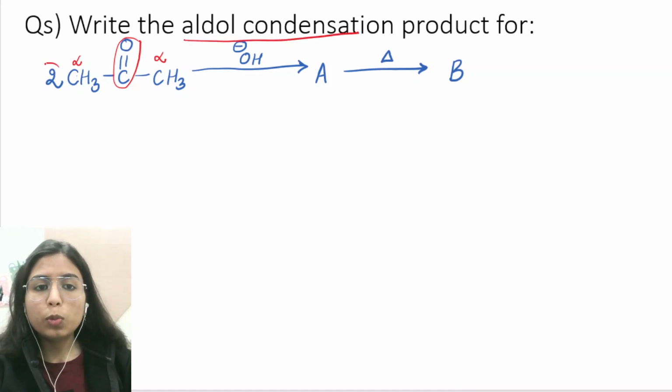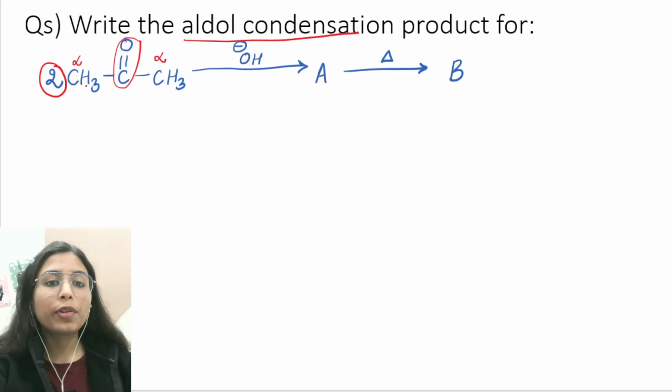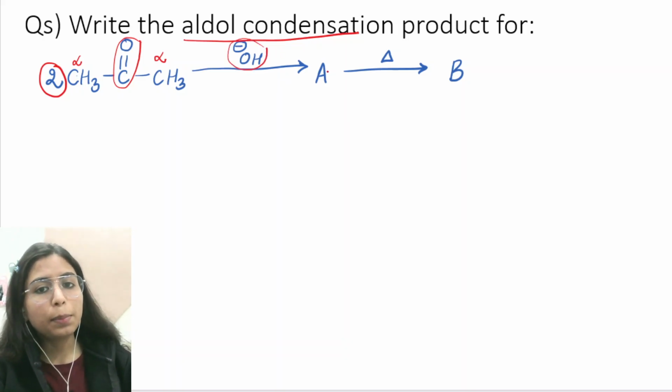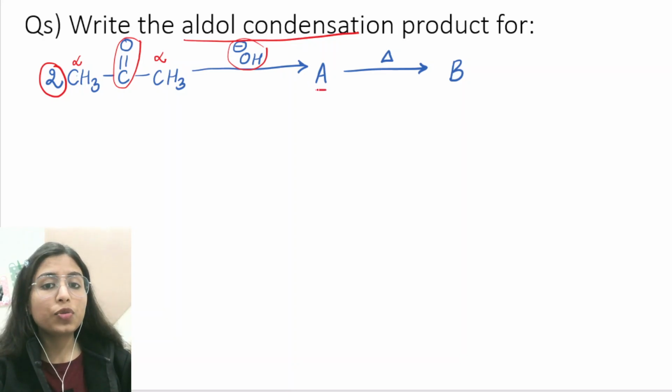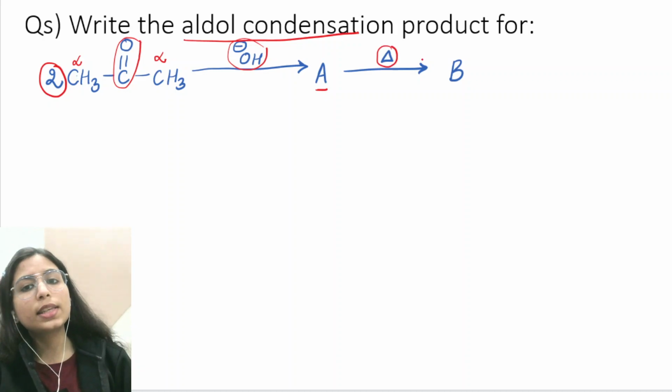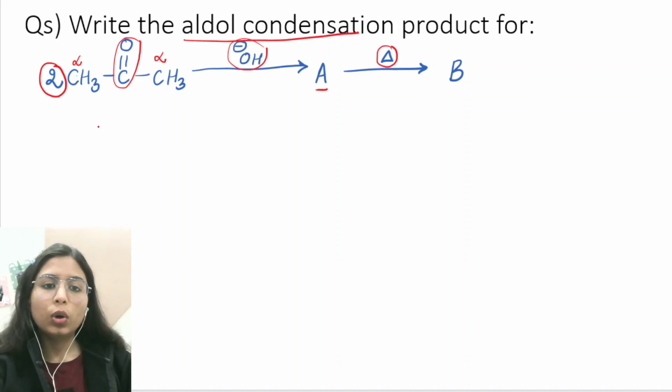Okay, 2 moles indicate that this will act as a nucleophile and electrophile both. OH minus indicate that this reaction is taking place in the presence of a base, and that is going to give you A, which will be your aldol product, and heat indicates that further the condensation is going to take place. Okay, so let us have a look on how to solve this question.